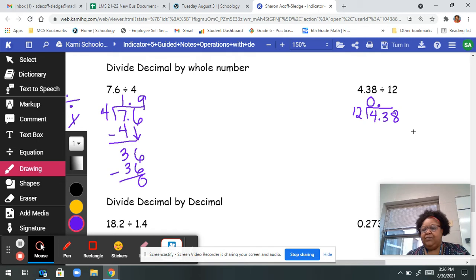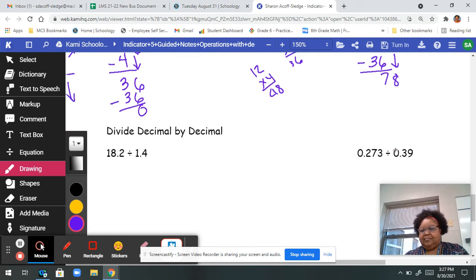12 goes into 43. Let's see. 12 times 2 is 24. That's not enough. 12 times 3 is 36. Remember that? Multiply off to the side. 12 times 4 is 48. That's too much. So we're going to do 3. 12 times 3 is 36. We're going to subtract. I have to borrow one right there. 13 minus 6 is 7. That's my subtract. Now bring down.